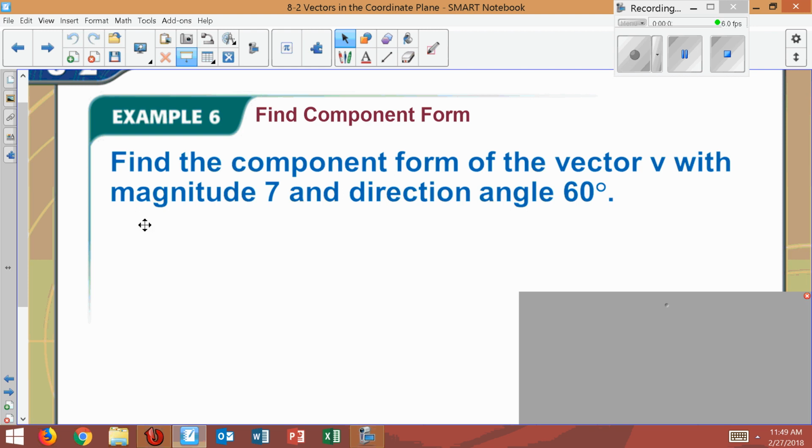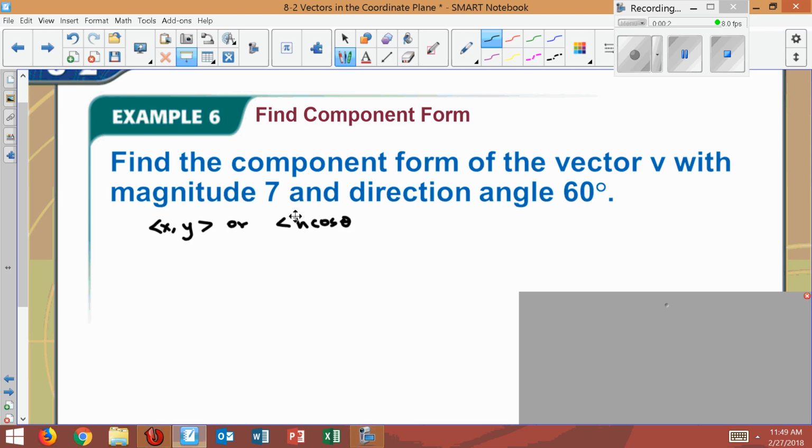Example 6, find component form. Find the component form of the vector v with a magnitude of 7 and a directional angle of 60 degrees. Well, again, there's two ways we can write this. Vectors can come in the form of x comma y, or in the form of h cosine theta, comma, h sine theta.